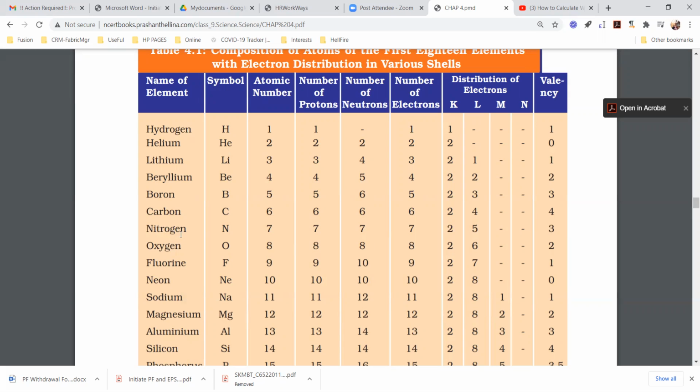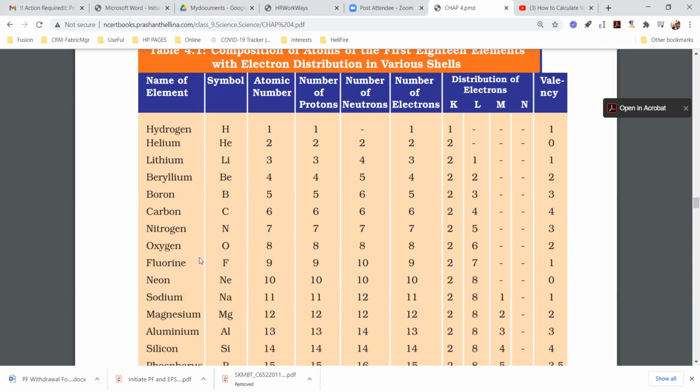Observe the nitrogen. The atomic number of nitrogen is 7. Distribute first shell 2, last shell 5. The maximum capacity of L is 8. 8 minus 5, 3. Only 3 electrons. So it will take 3 electrons. So the valency of nitrogen is 3.